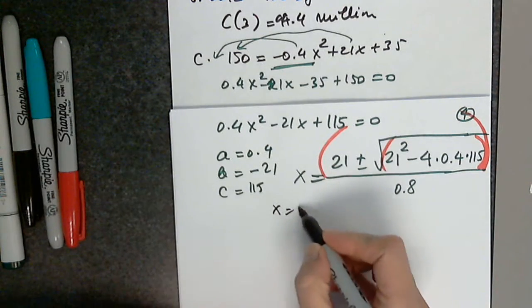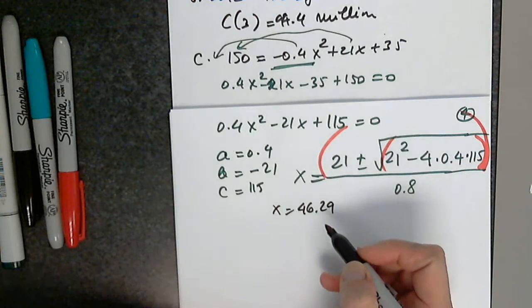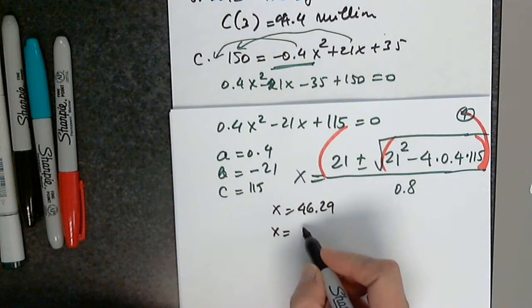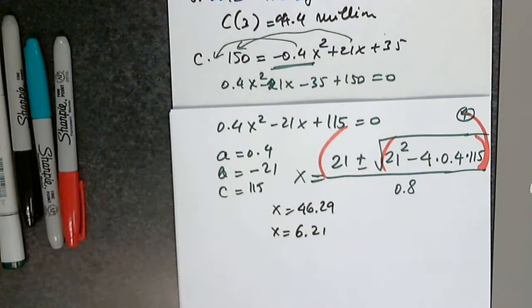Okay, so I'm going to write x equals 46.29 and x equals 6.21. Do we agree with this? Is this okay? Perfect.